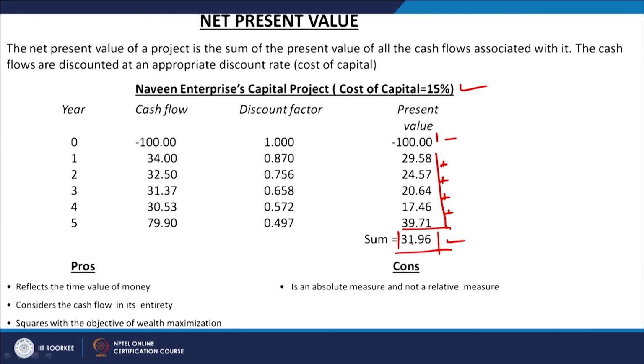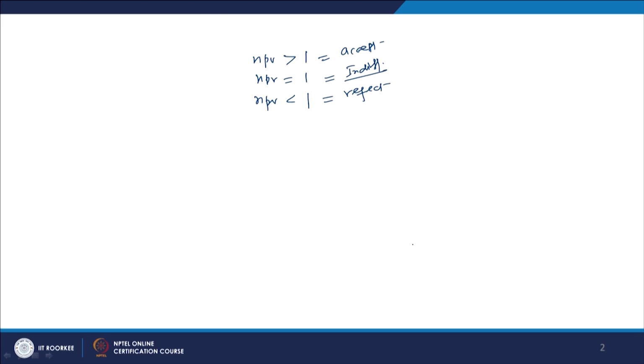So, these are the 3 pros, and then the cons. It says that NPV is an absolute measure and not a relative measure. Now, how would you explain it? Absolute measure, not a relative measure.